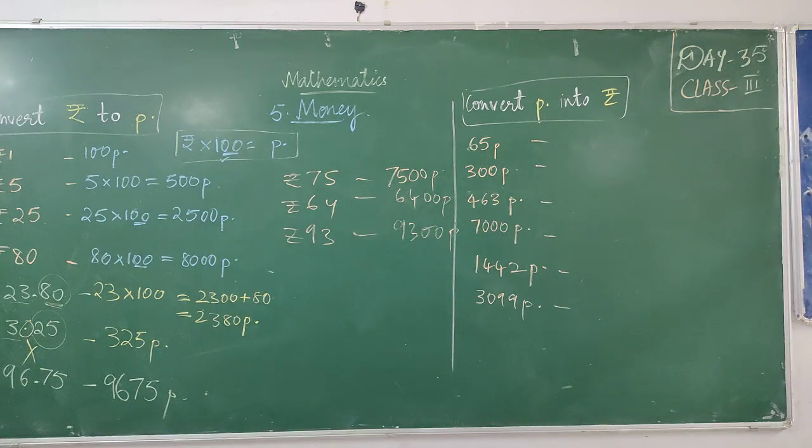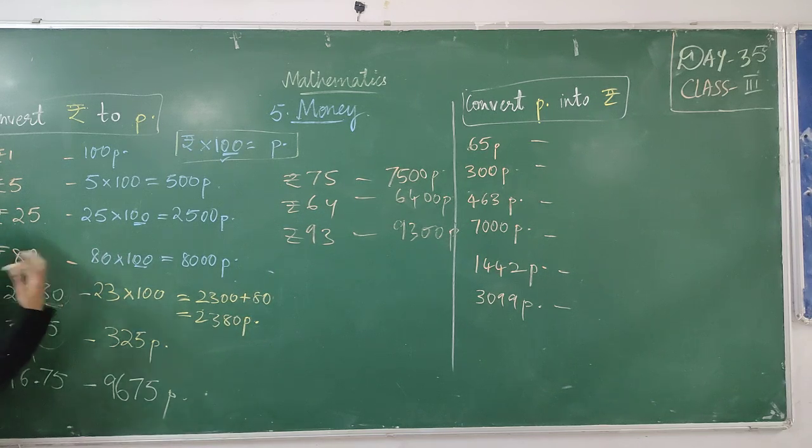Now, converting paisa into rupees, we have only one method. To convert paisa into rupees, the very easiest form is that we put a dot before 2 digits from the right. To convert paisa into rupees, we simply put a dot before 2 digits. See here, where we were converting rupees into paisa, we were removing the dot.